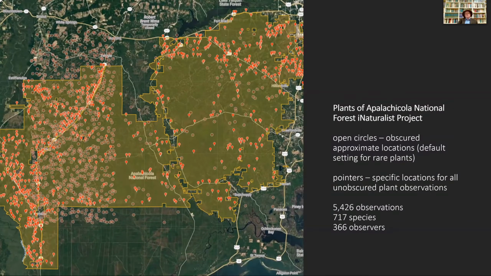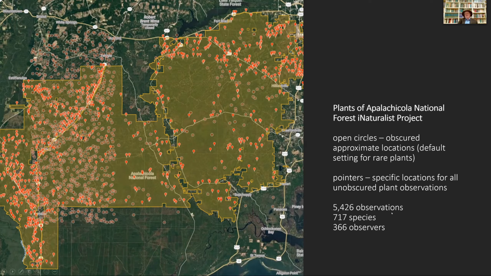When you look at those on iNaturalist, you'll see a map of occurrences. The open circles are obscured locations, meaning that the plant has been found somewhere in an area around that point, but they're not revealing the exact location because of the rarity of the species or because the observer wanted to keep that information, sensitive information, obscured. However, it still shows as being present within the area because the boundary of that obscured area is all within the area of the Ecological National Forest.